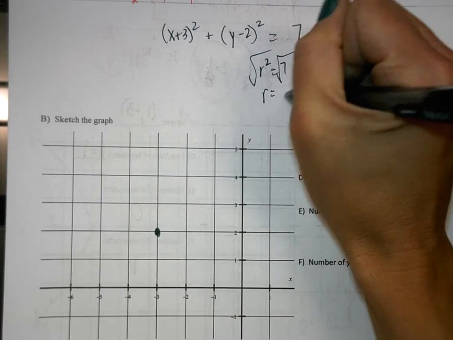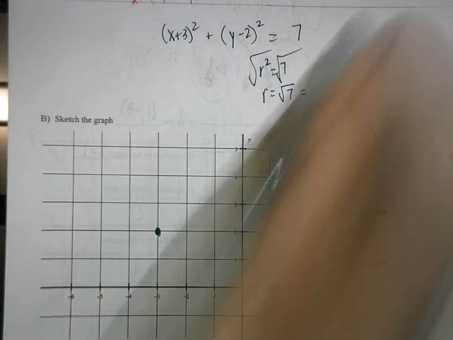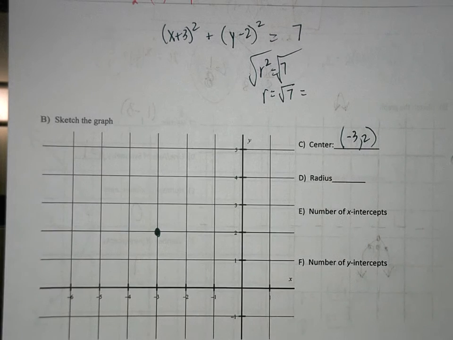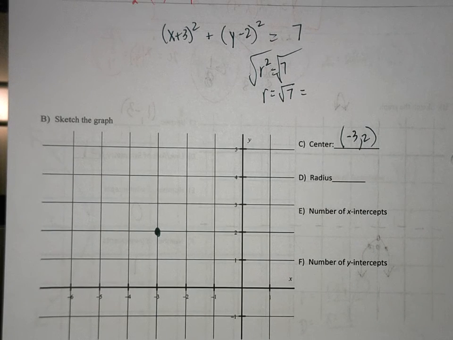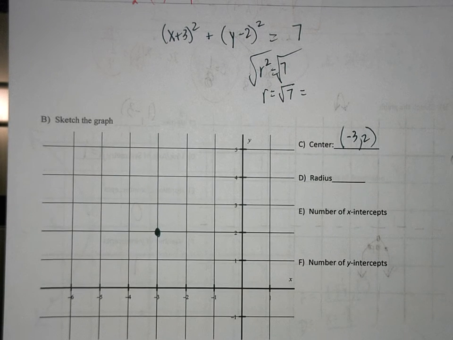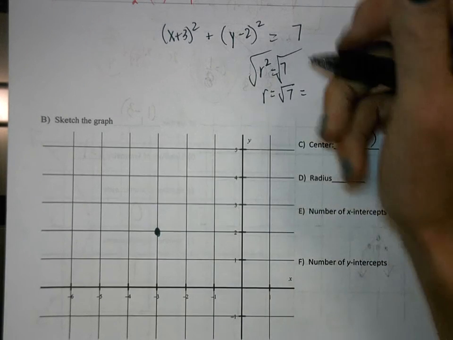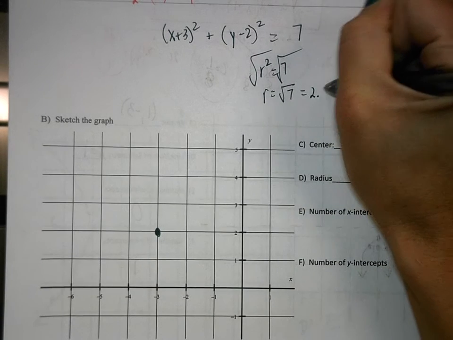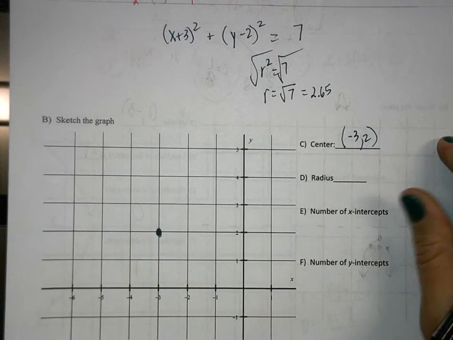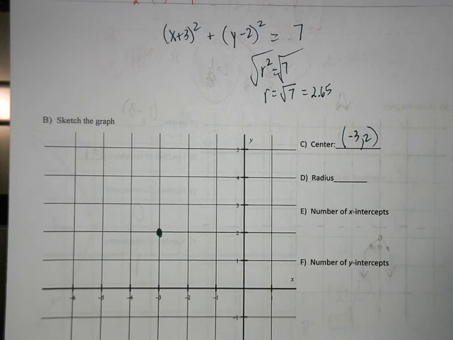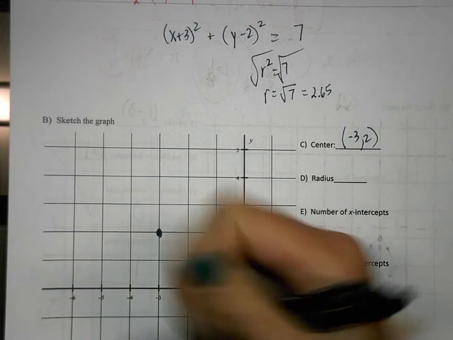Now, on a graph, I'm not quite sure what root 7 is. So I would plug it into a calculator. Or you can get an approximate, because you know the square root of 9 is 3, right? So it's going to be less than 3. It's going to be 2 point something. It's 2.65 if you round. Okay, let's do 2.65. Not that it really matters that much. So that means in each direction we're going to go 2.65 to make our circle.